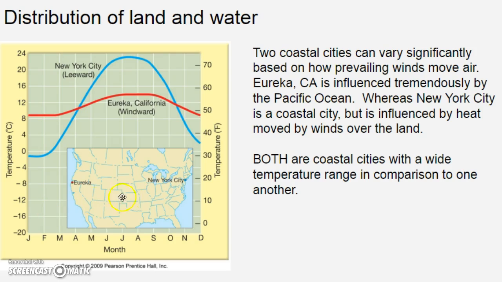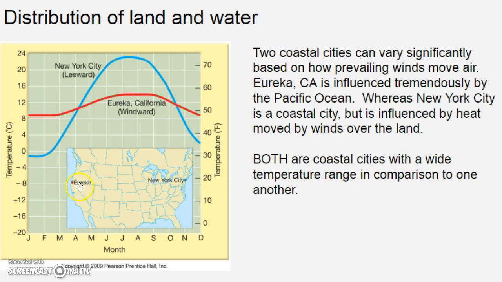You have to understand that air is coming from the southwest, so Eureka is going to be receiving air that's blowing off the oceans directly, whereas New York City is going to be getting air that's blowing directly off of North America, or excuse me, the United States. So it's getting air that's blowing off of the land. Both are coastal cities, but they have a wide temperature range in comparison to one another.